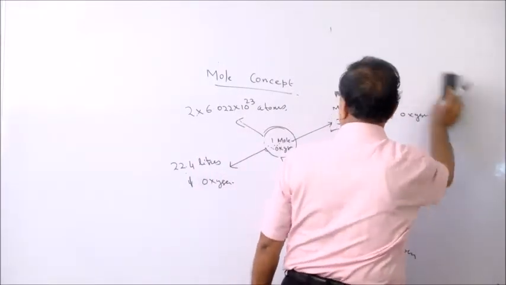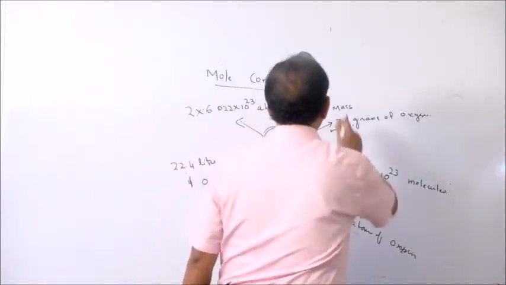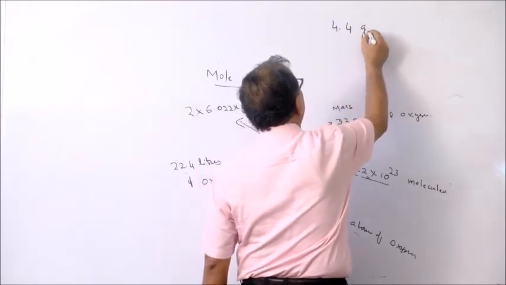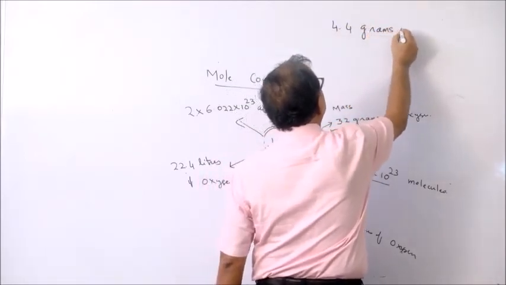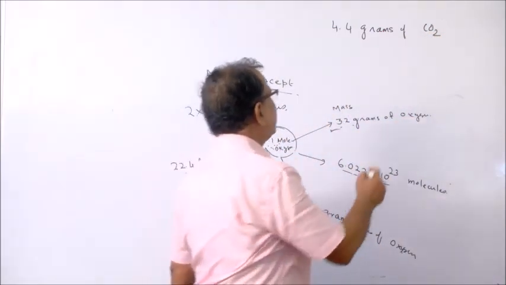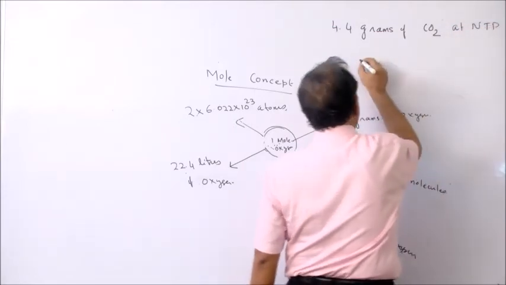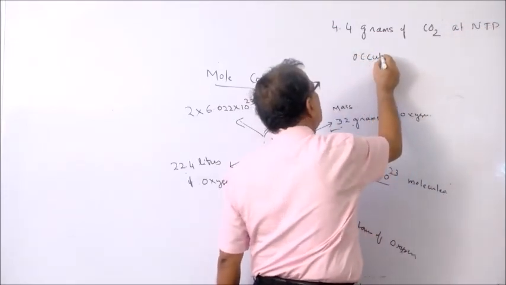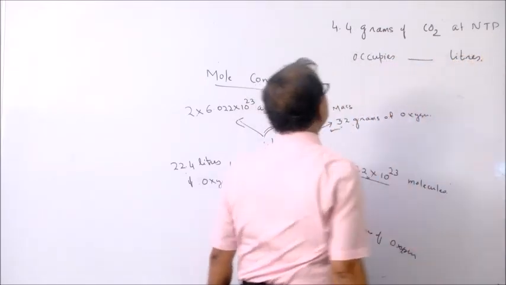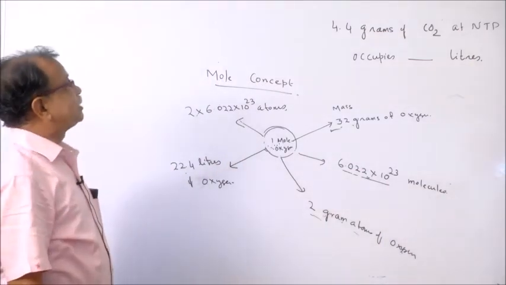the mole concept is very important, remember the relation. Suppose the question asked is: 4.4 grams of carbon dioxide at NTP occupies dash liters.